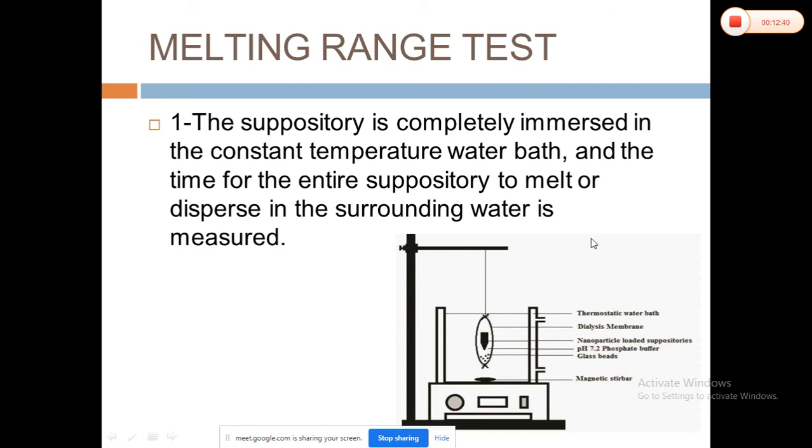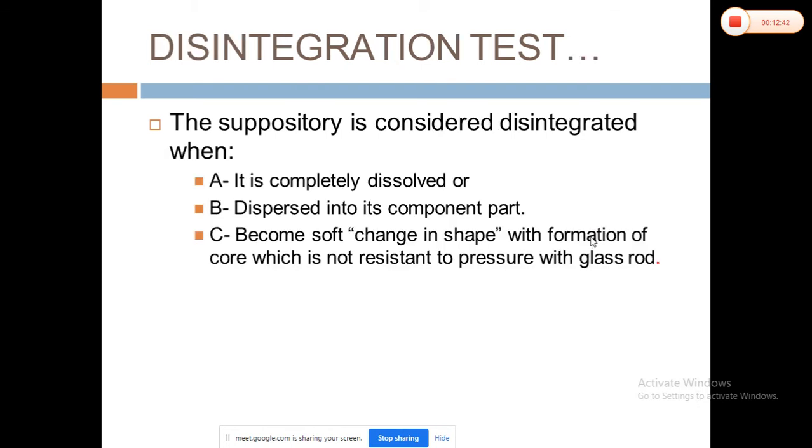Then another test, that is the disintegration test. This is a very important test to evaluate, or when you are comparing the in vivo, in vitro correlations with your suppository's disintegration. For that purpose, the suppository is placed in a spherical container with perforated ends, which is immersed in a water bath at the same temperature, 36 to 37 degrees Celsius, and with the help of a magnetic stirrer, stirring is provided so that uniform distribution is carried out.